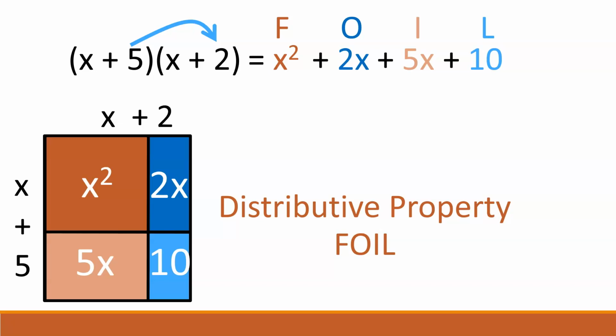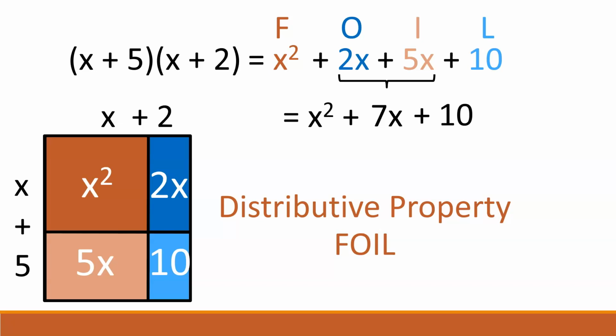Quite often, we'll see that the outer and inner terms are like terms. They have the same variable raised to the same power. And in that case, we can combine those like terms. So 2x plus 5x is 7x. And so the final result of our multiplication is x squared plus 7x plus 10.